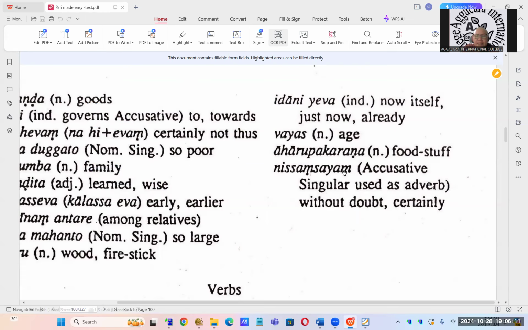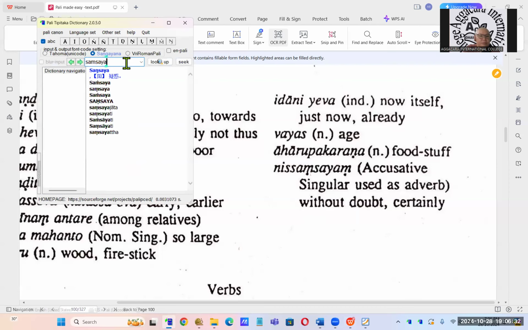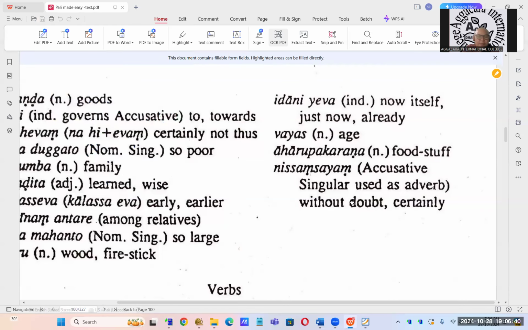Okay, nissamsayam, without doubts. So how to divide this? It's a sandhi here. What are the two words here? Nis plus samsayam. Alright. What is the meaning of nissamsayam? Samsayam means doubt. So ni or nis means without doubt. Without doubt means certainly, right?